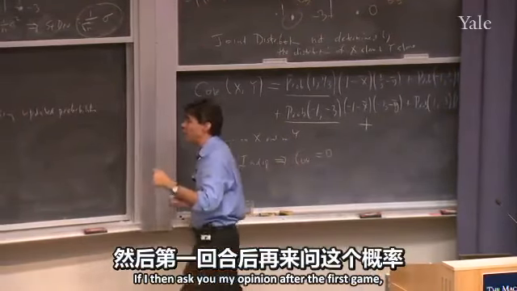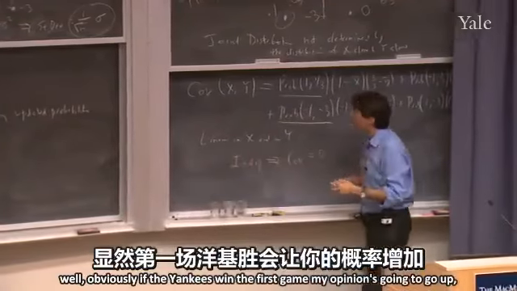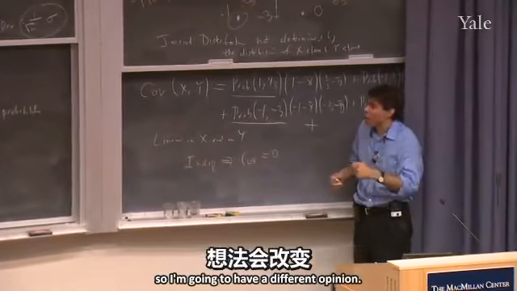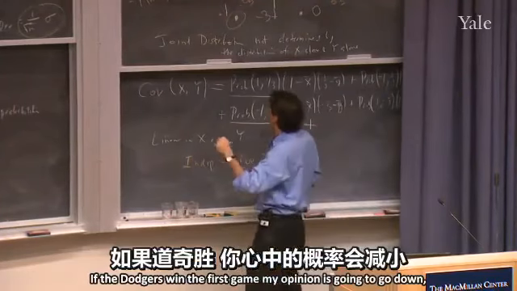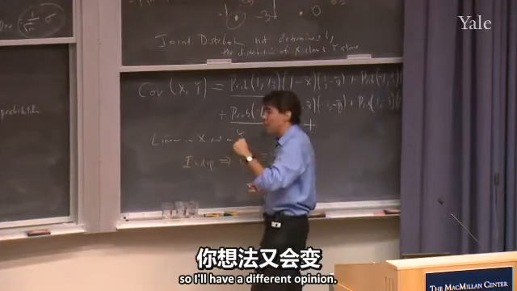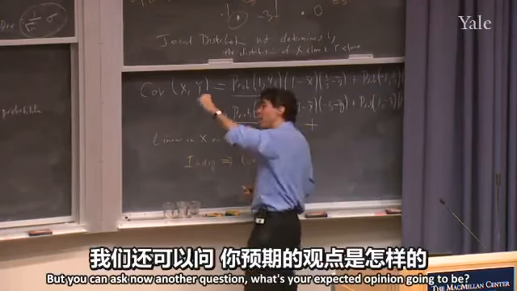If I then ask you my opinion after the first game, well, obviously if the Yankees win the first game, my opinion is going to go up. So I'm going to have a different opinion. If the Dodgers win the first game, my opinion is going to go down. So I'll have a different opinion. But you can ask now another question: what's your expected opinion going to be?